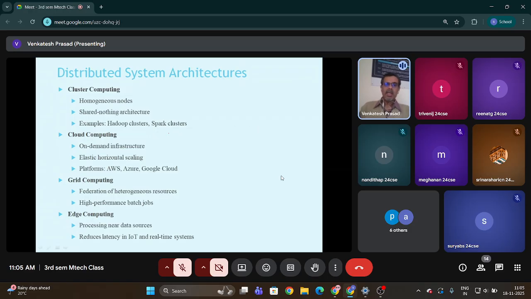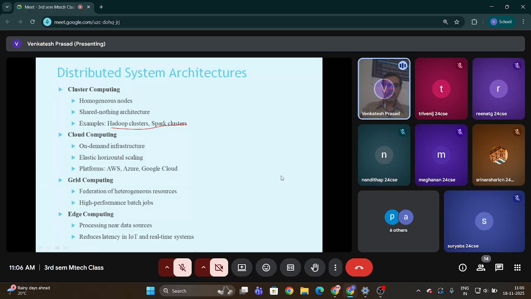Okay, then that's where we look at various types of computing which we have already seen. Okay, cluster computing. Then examples are also given, like Hadoop clusters, Spark clusters, which we will look at slowly. Cloud computing, you're already familiar. I explained grid computing a little bit.